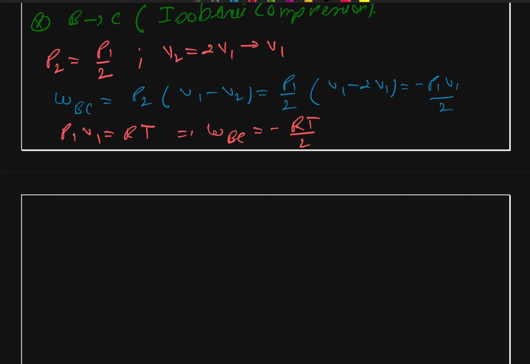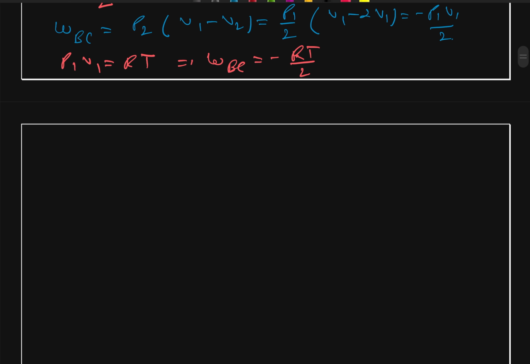Now we come to CA, which is isochoric, constant volume. So work done will be equal to 0. So we have C to A, which is isochoric. Therefore WCA will be equal to 0.